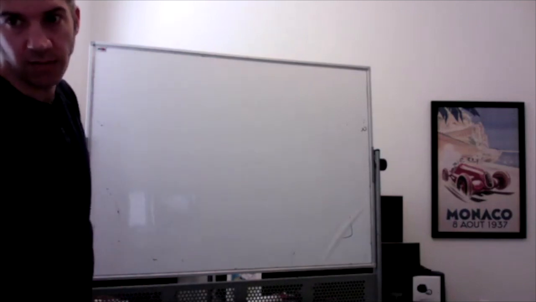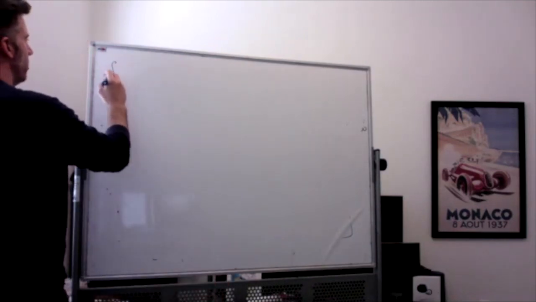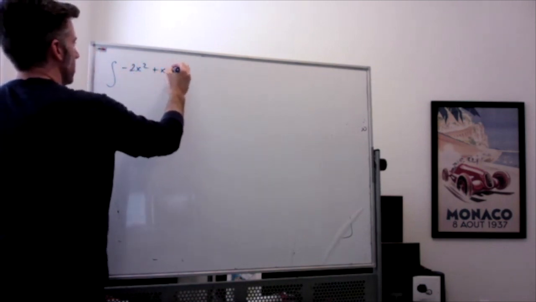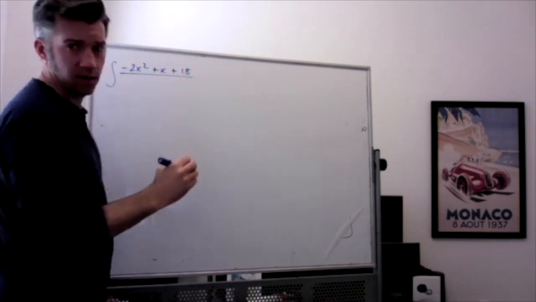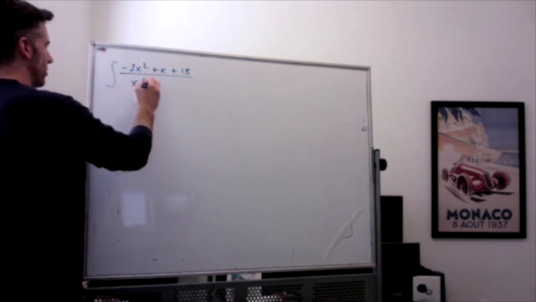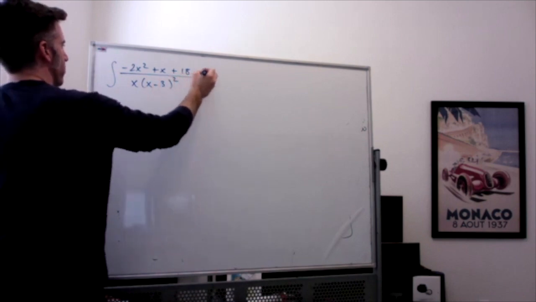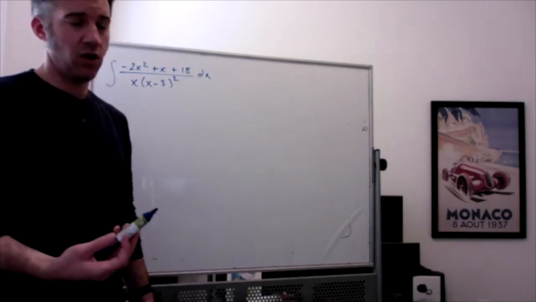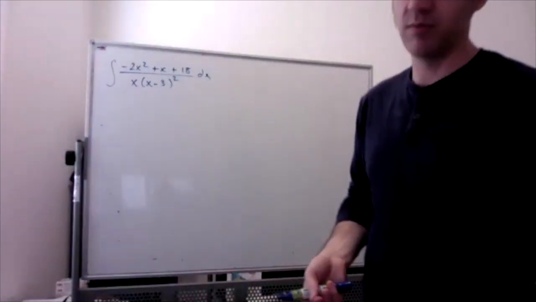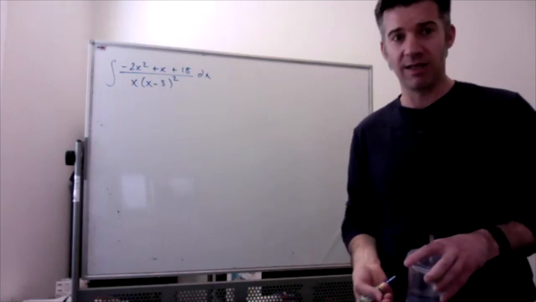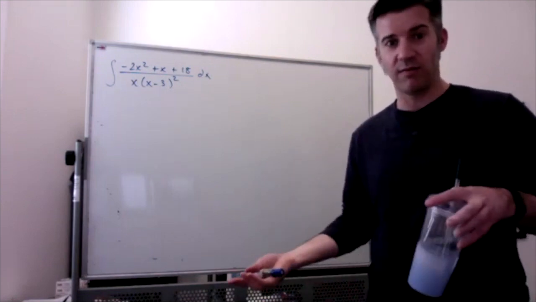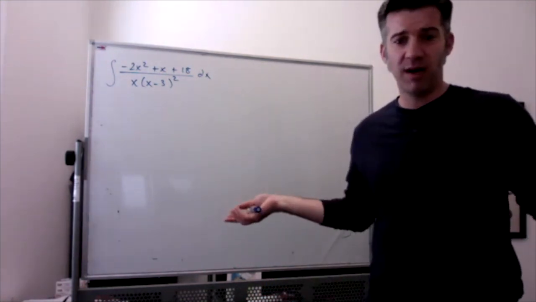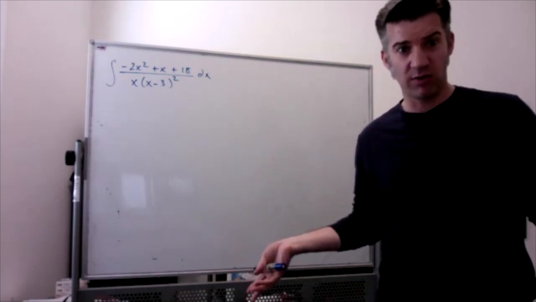So for the next one. Integral of negative 2x squared plus x plus 18 divided by x times x minus 3 squared. And as soon as we see this, we should hopefully all agree that the problem is really violently telling us to use what method of integration. It's almost impossible to say it could be anything but partial fractions.